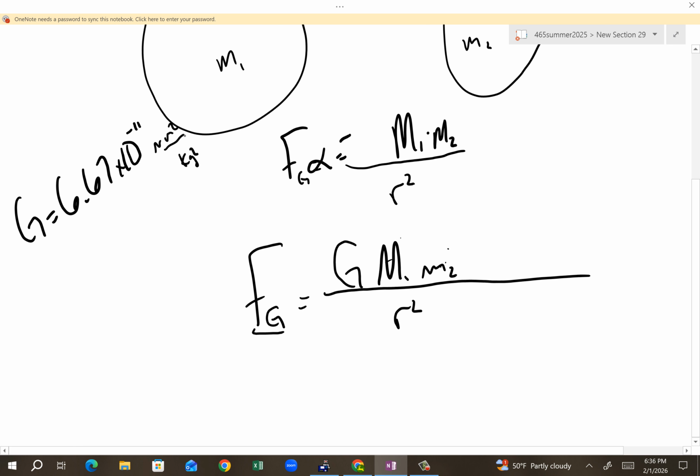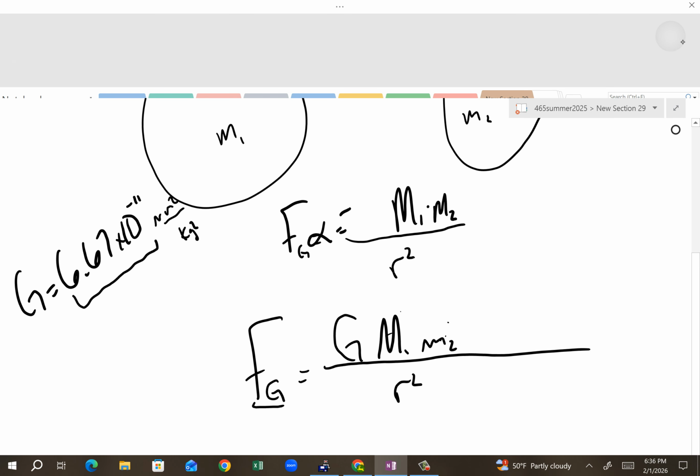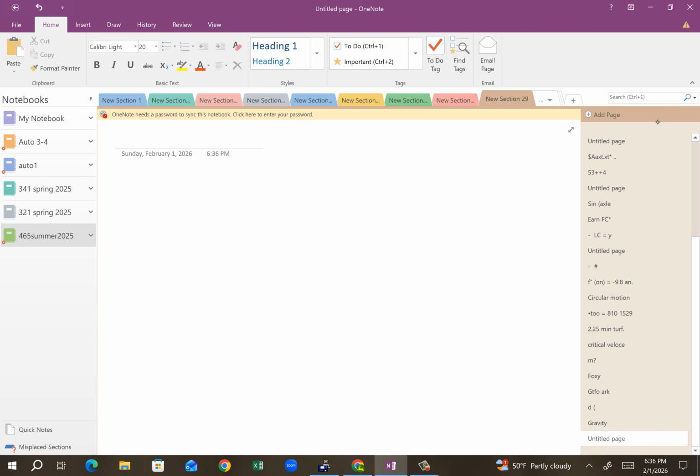Mr. Groom, it feels like gravity is kind of weak. It's totally weak. It is the weakest of all the forces, by a darn sight. Mr. Groom, can we find out how much force the sun exerts on the earth?